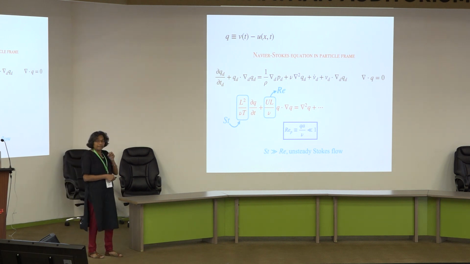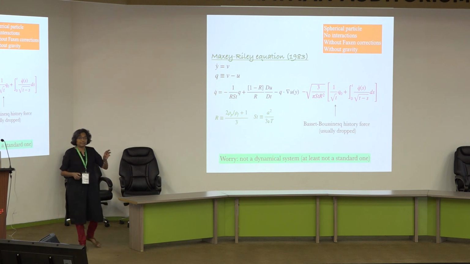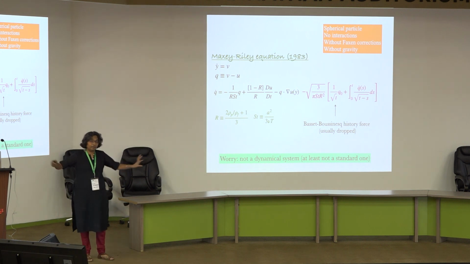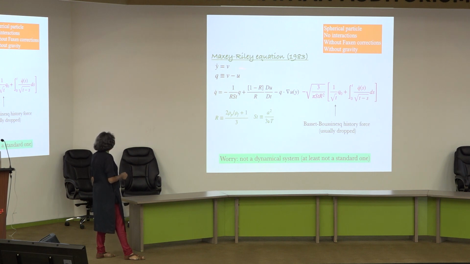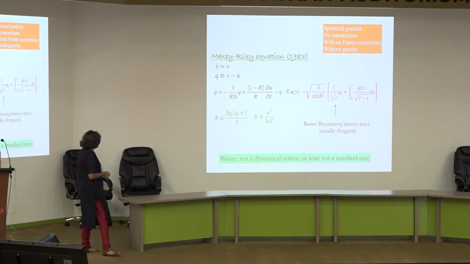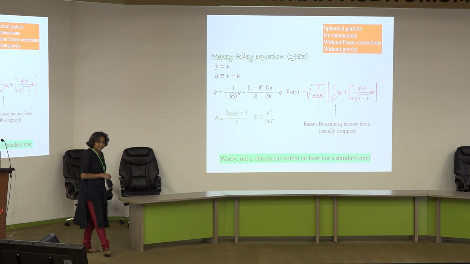So such particles in such flows are said to be in unsteady Stokes flow, and that's what we're going to talk about today. So for unsteady Stokes flow, when you have a spherical particle and let's say it's in the middle of nowhere, alone in a fluid and not interacting with any other particle, and when we ignore all kinds of higher order corrections and when we ignore gravity, we can write down a simplified form of the equation for this unsteady Stokes flow of the particle, which is known as the Maxey-Riley equation. So Q is the quantity which represents the difference between the particle and flow velocity, as I told you, and this is what the Maxey-Riley equation looks like.